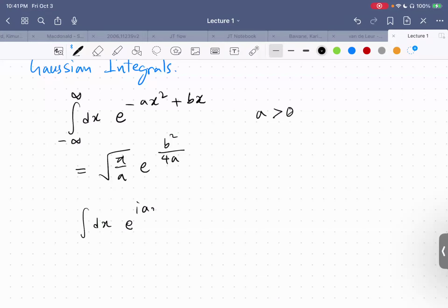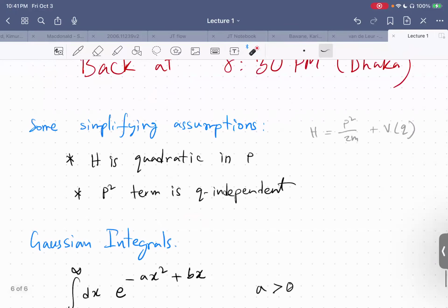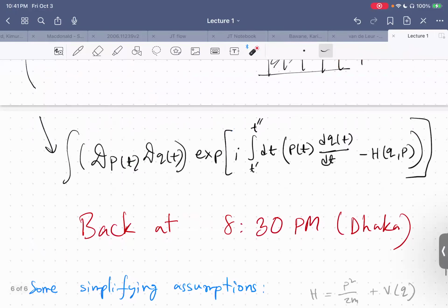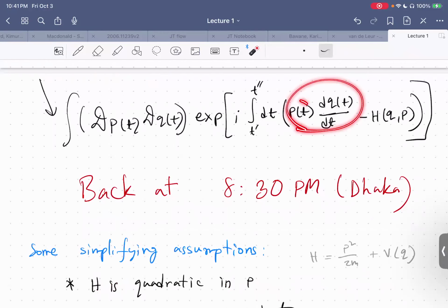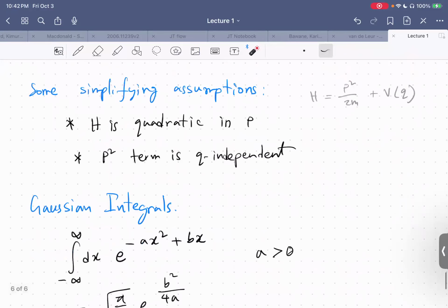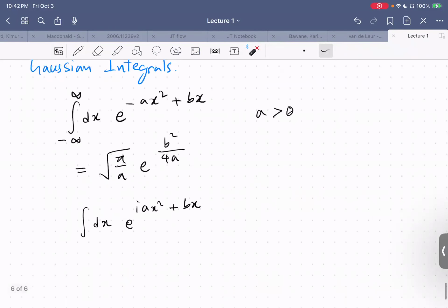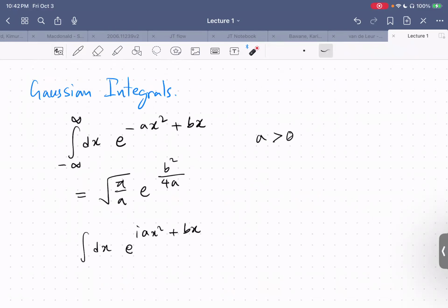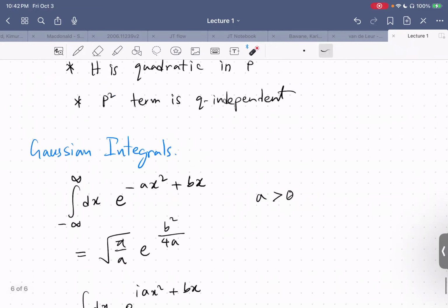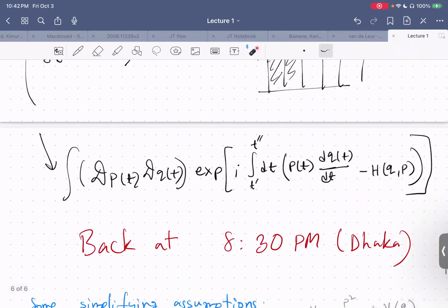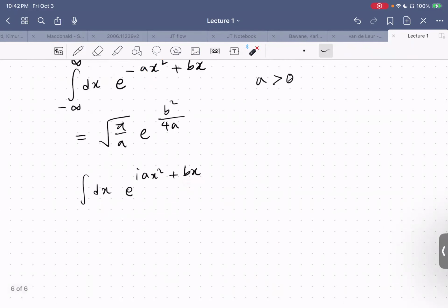i a x squared plus, we may have some linear term. And it is important to keep the linear term because we have something that has P and Q. I mean, we have a linear term in P. The coefficient depends on Q. So if we want to do integration over P, we have to be able to handle linear terms in P. So that's why we're keeping a linear term. Okay, so what about this integration?